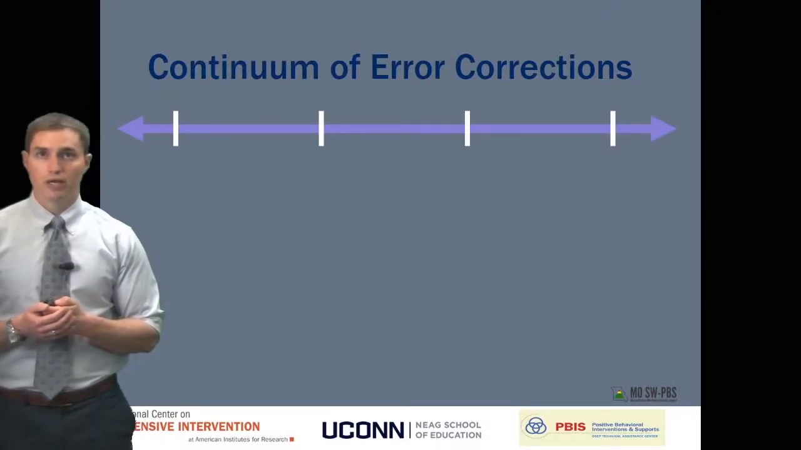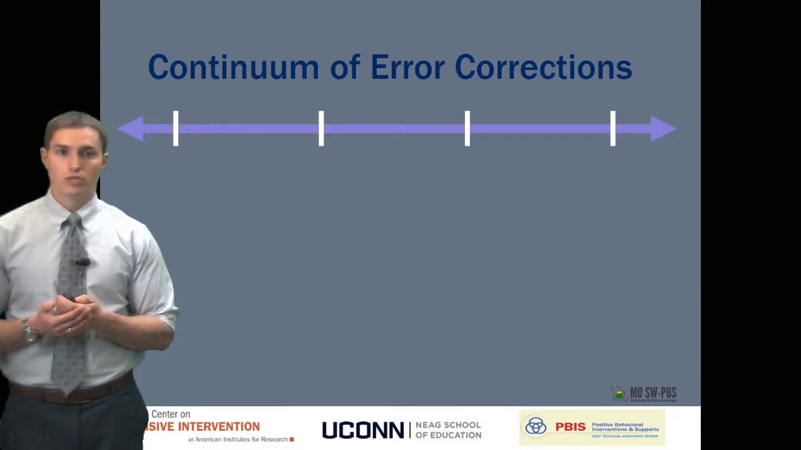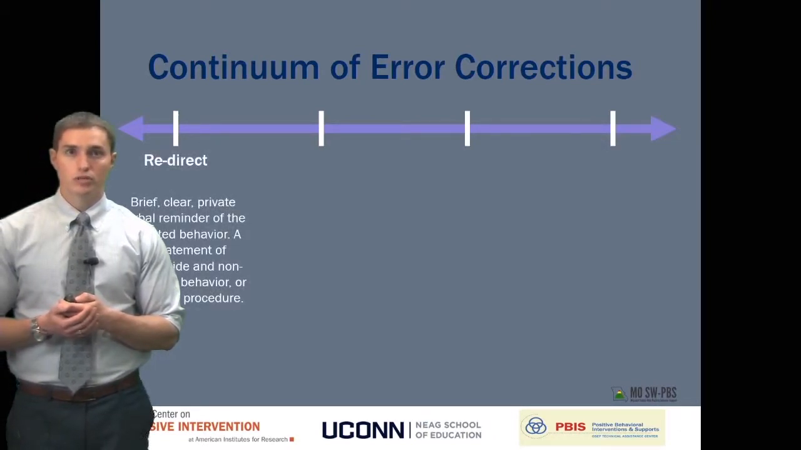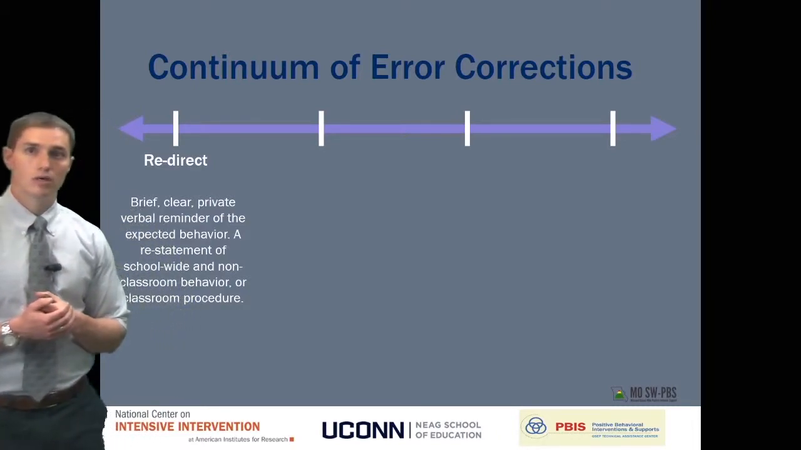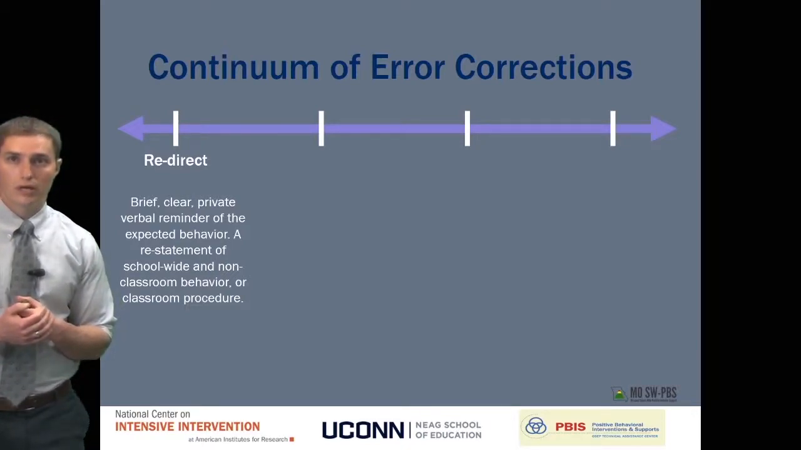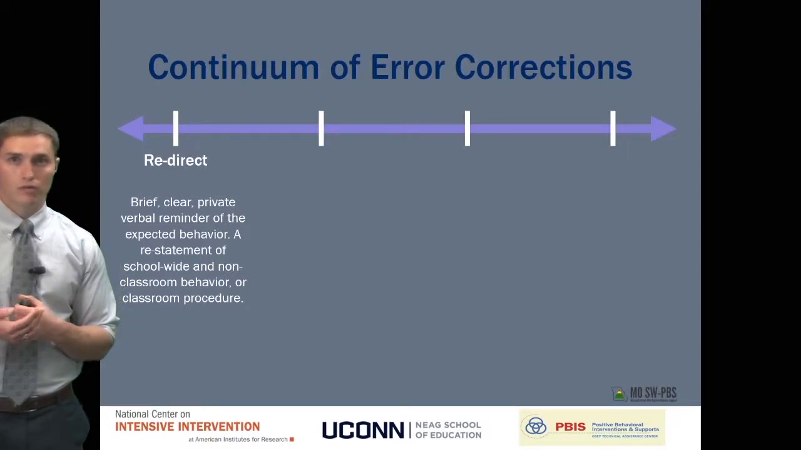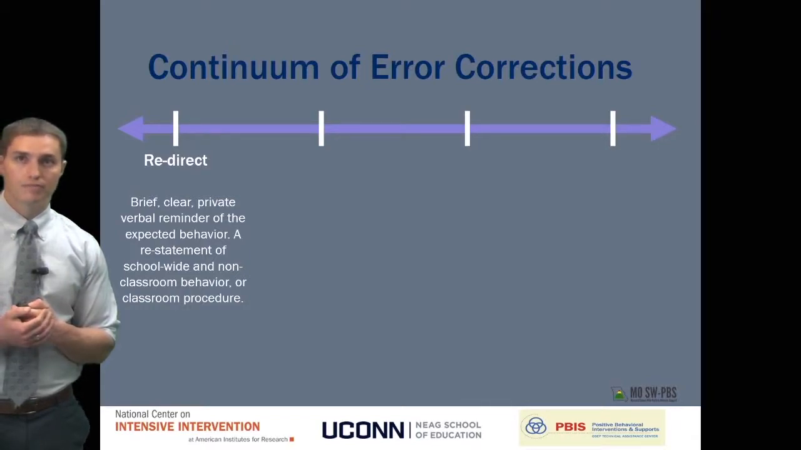As such, you may consider a continuum of error correction approaches. Again, each of these approaches may be used in conjunction and stacked upon one another depending on the circumstance. The least intrusive strategy on this continuum is the redirect. This is a brief, clear, and private verbal reminder to the student of your expected behavior. It is a restatement of the school-wide and non-classroom behavior or the classroom procedure that the student has violated.